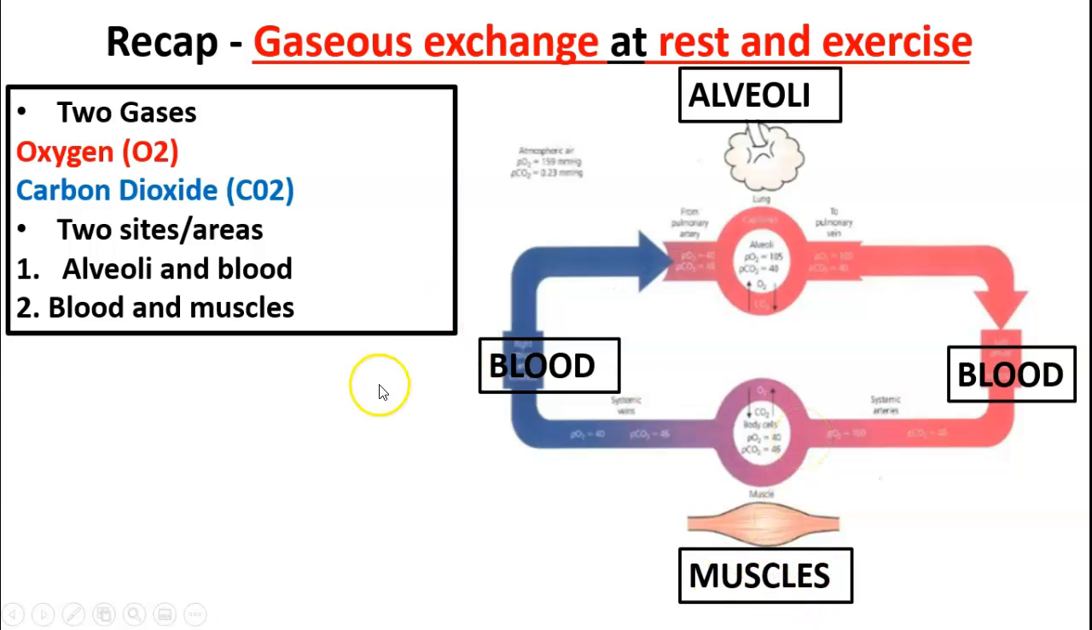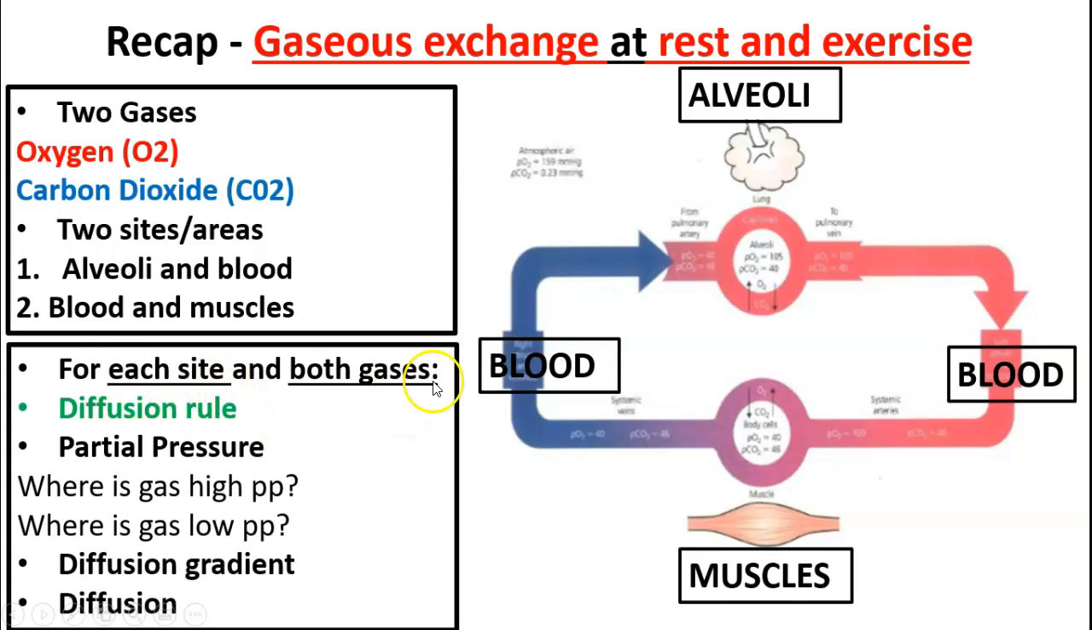Okay, now in order to answer questions, we went through a bit of a focus. In order to get marks, we had to talk about the rule of diffusion. We had to talk about the partial pressures, where a gas is high, where it's low, and then that would lead to a diffusion gradient, which would then lead to diffusion. So obviously you don't need to copy any of this down at the moment.